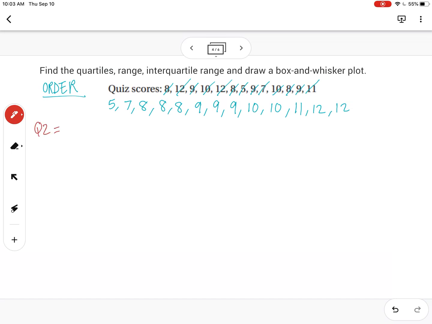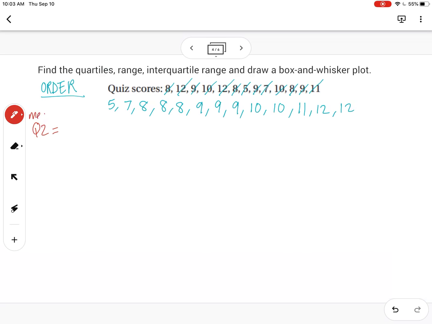And remember, our median is called quartile 2. They're the same thing. Median and quartile 2 are the same thing. So let's go ahead and find that. So since we had 13 values, we can do 13 divided by 2, which is going to give us 6.5. So that means our middle value will be at 7. So 1, 2, 3, 4, 5, 6, 7.